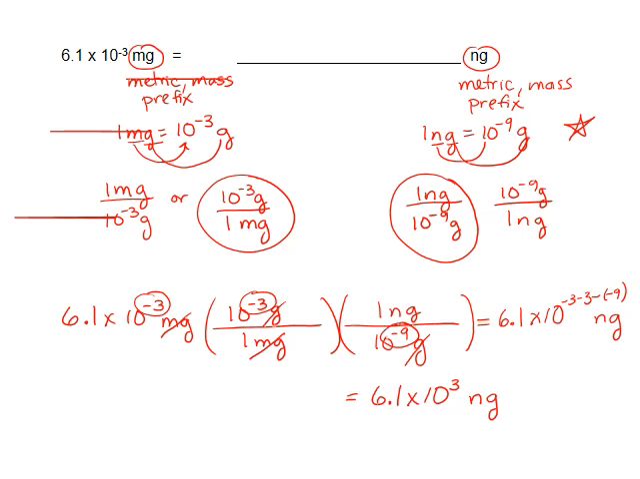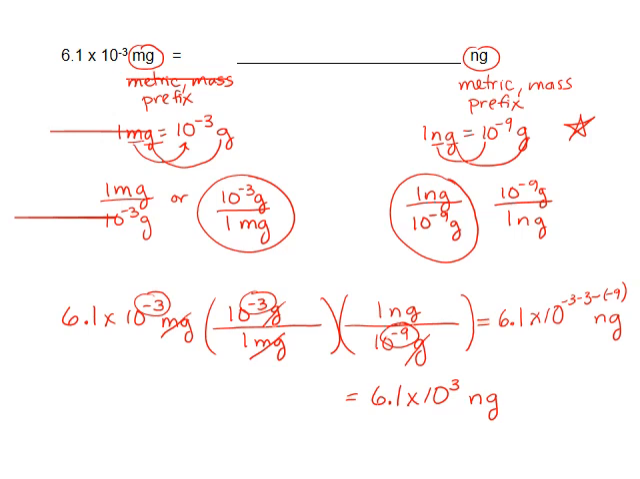We should check to see if this answer makes sense. We're converting between milligrams and nanograms. Since nanograms are smaller than milligrams, it should take more nanograms to make up the same amount of milligrams. And 6.1 times 10 to the 3 is a bigger number than 6.1 times 10 to the minus 3.